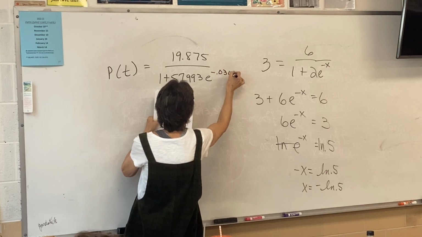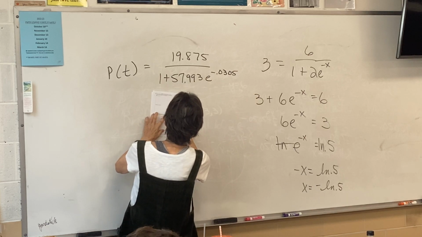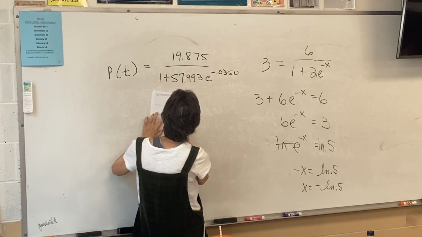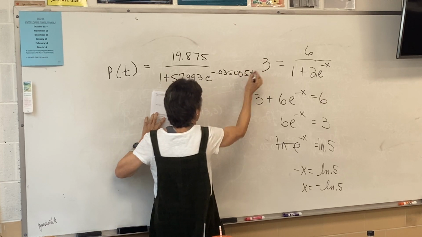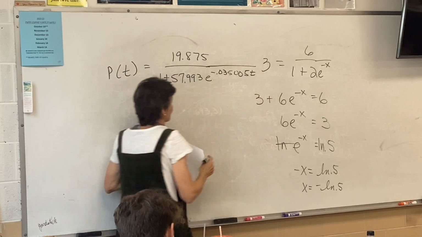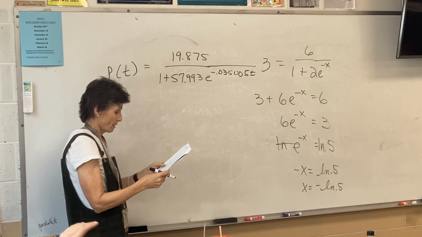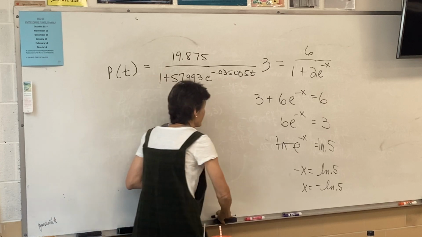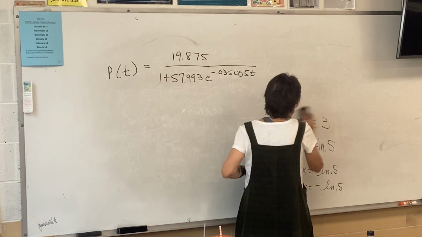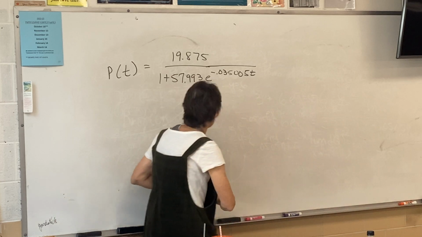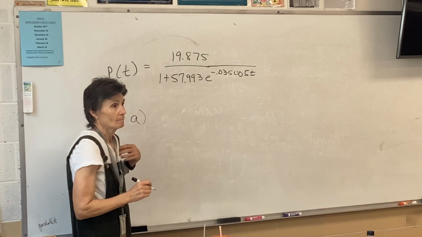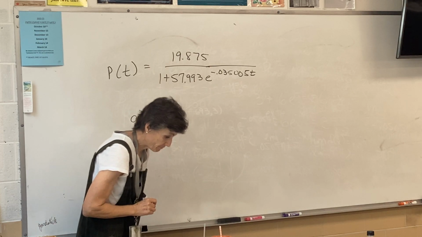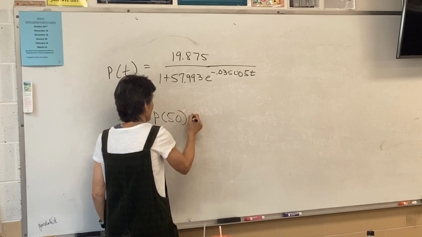0.0305. Is this 035? 05. Did I get that exponent right? Yeah. What was the population of New York in 1850? What are we going to do? What are we plugging in? 50. So in other words, we're going to find P of 50.